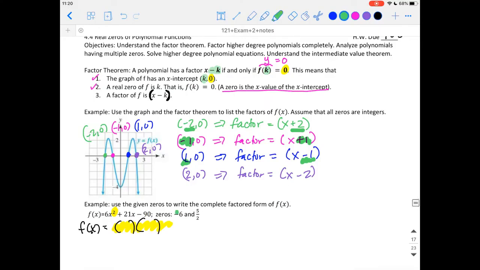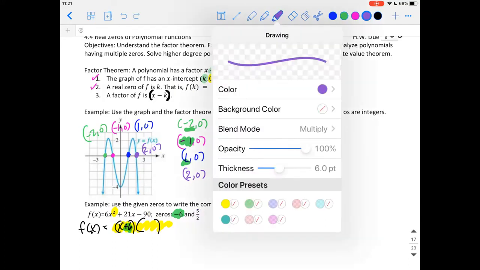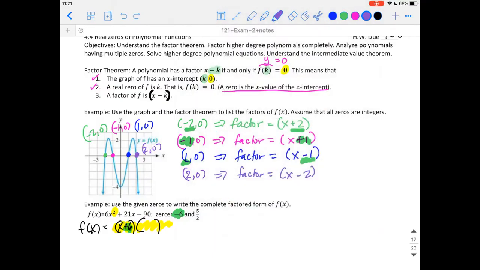This right here, the zeros are -6. So the opposite of a -6 is going to be +6. And then we write our x. And I'm going to start switching colors here. It's too dark. So this 5/2, the opposite of 5/2 is going to be right here, minus 5/2.